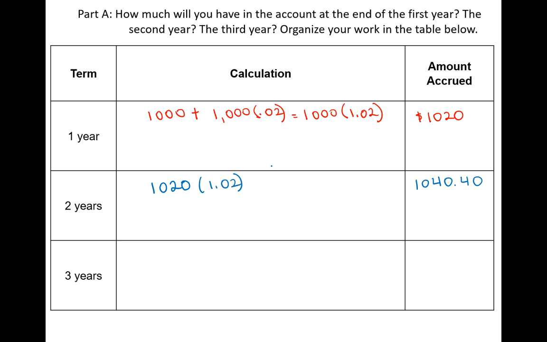Now, I want to write this another way. This 1,020 can be written as 1,000 times 1.02, and then there's this 1.02 again. So another way of writing it is our principal is 1,000, that's the original amount, and then 1.02 squared. That gives us 1,040.40.